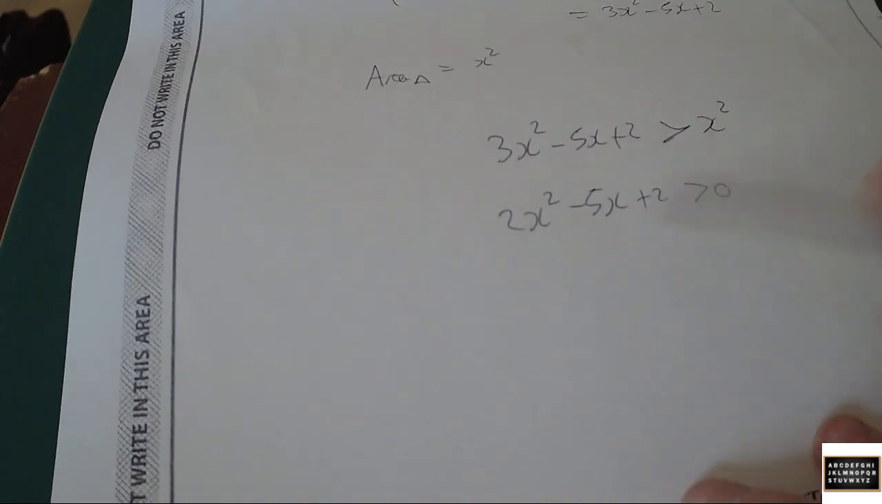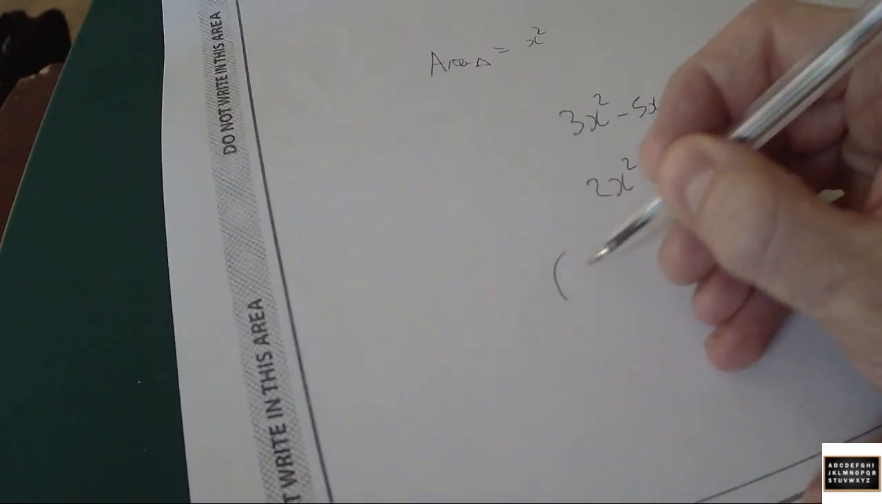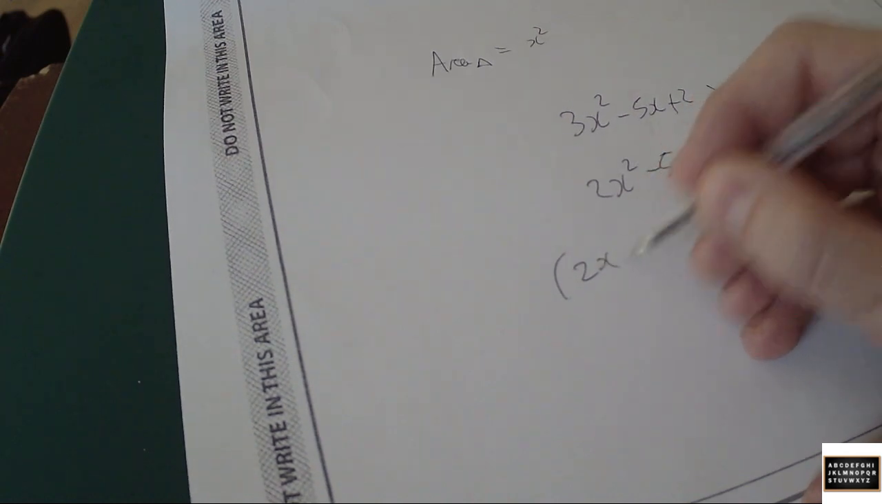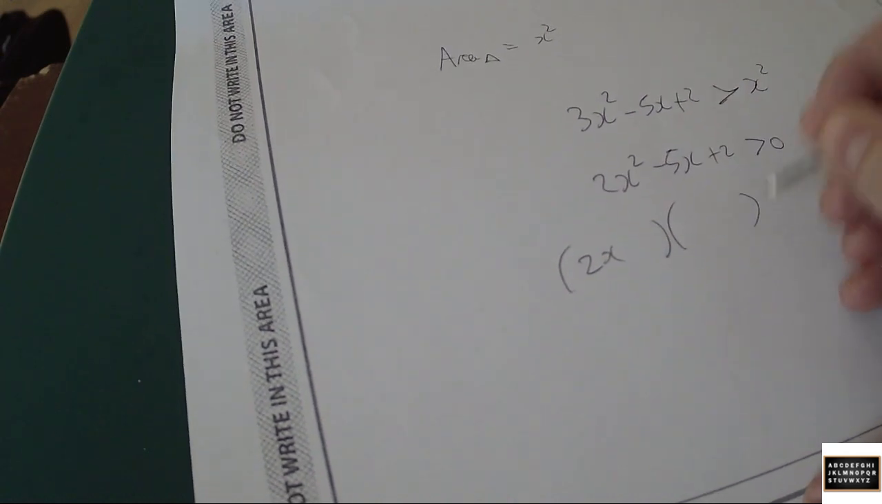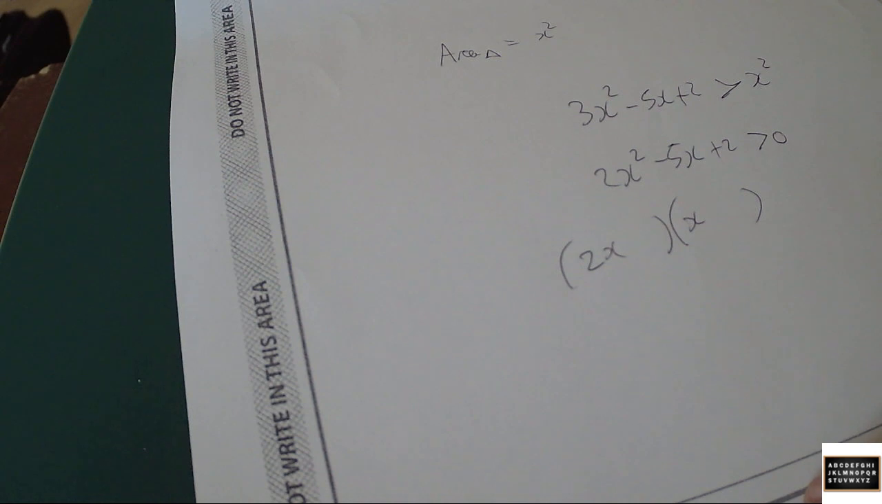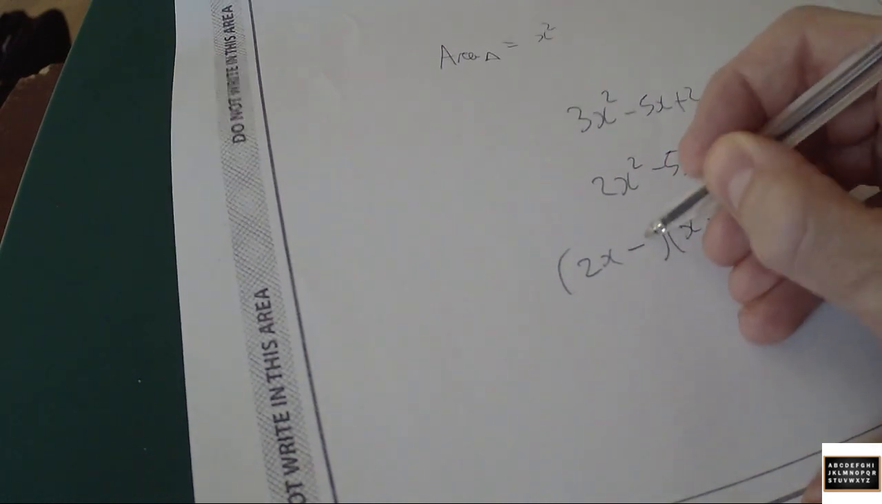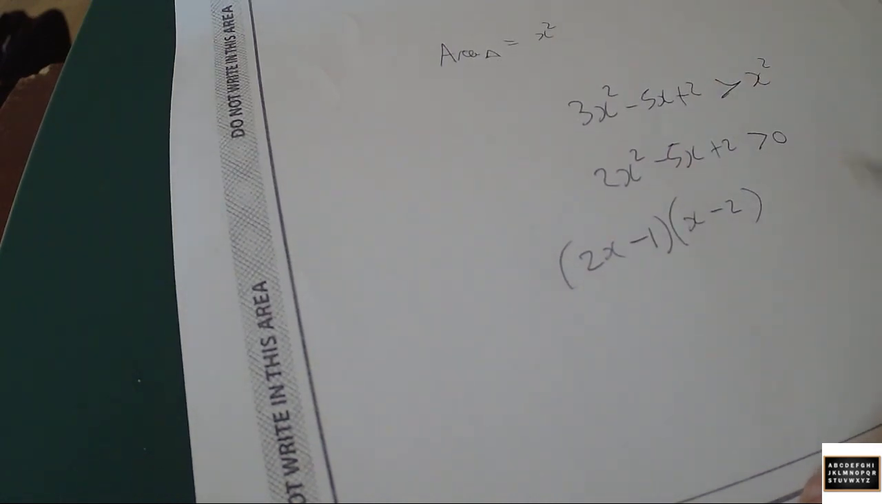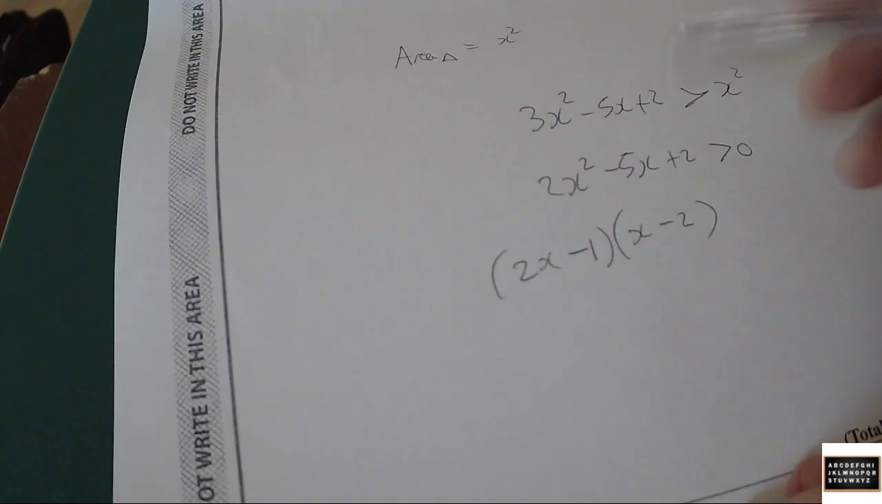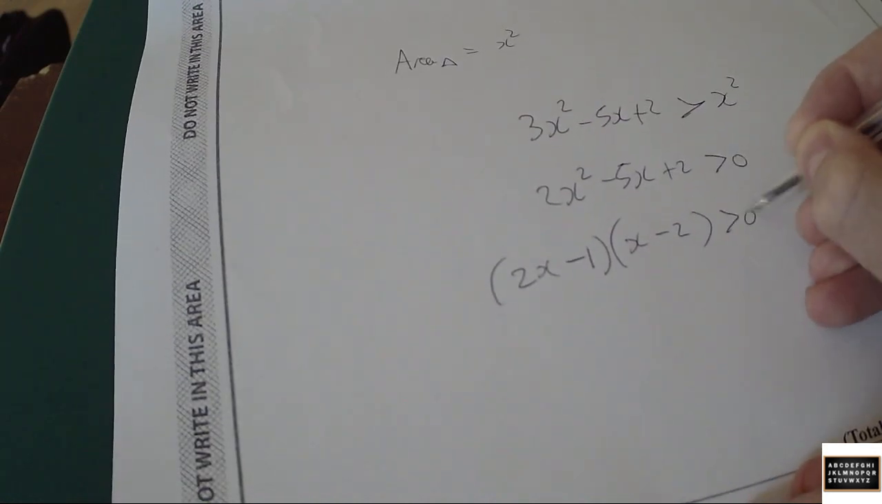Now you can factorise this, I'm fairly sure. You can factorise that very quickly. So it's 2x here and then x there. And you will see quite quickly how to factorise this. So it's going to be minus 2 and then minus 1 here. That will give you the answers that you want, because of course you're going to have to work this through. And you want where it's more than 0.